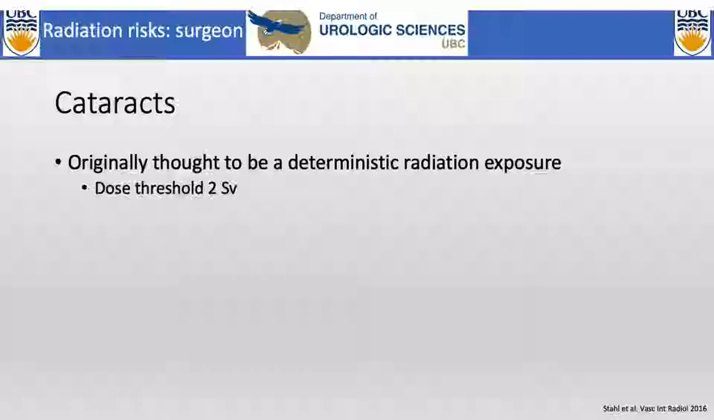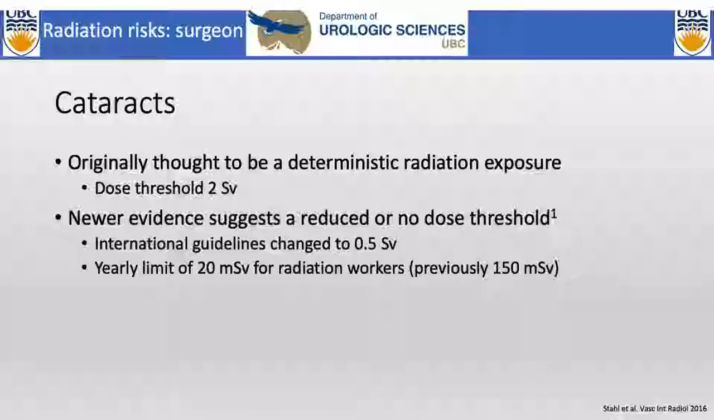And then cataracts. So cataracts originally were thought to be purely deterministic. If you got 2 grays or more, or 2 sieverts of a dose, then you would form cataracts. Newer evidence is suggesting this may not be the case, and there may actually be either a reduced threshold or no threshold at all, and it may be a stochastic effect.